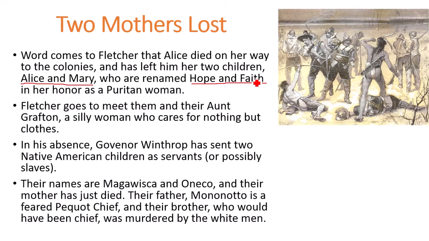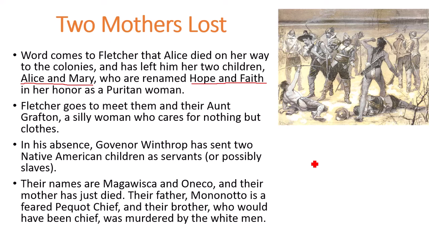Their names are Magawiska and Oniko. So Magawiska and Oniko, and their mother has just died. Their father, Manonoto, is a feared Pequot chief, and their brother, who would have been the chief, was murdered by the white men during this Pequot War. I'm going to talk more about what happened in that war in the next lecture, where we give a little historic background.